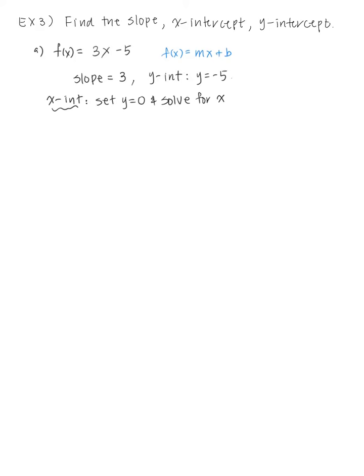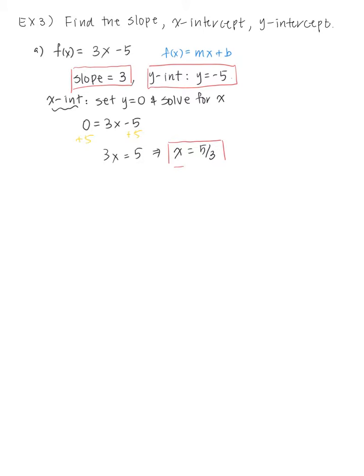So let's set y equals to 0. So remember, y equals to f of x. So we're going to have 0 equals 3x and then -5. Now add 5 to both sides. Then what we're going to get is, what is that? 3x equals to 5. So that implies that x is 5/3. Okay, so therefore our x-intercept is going to be 5/3. Let me just box everything here. So slope is 3. Y-intercept is y equals to -5, and then our x-intercept is going to be x equals 5/3.